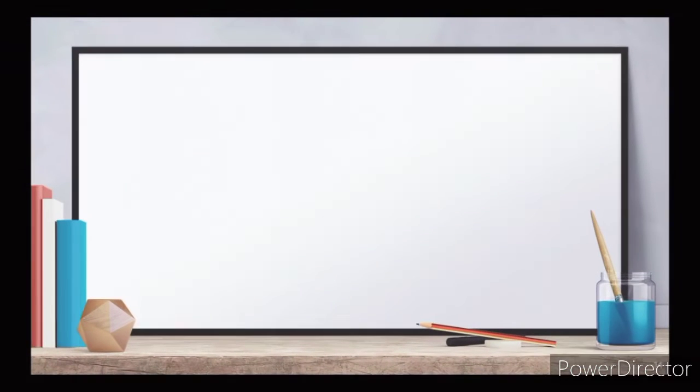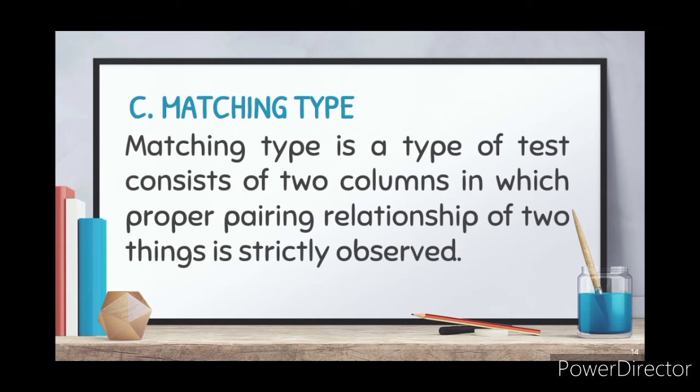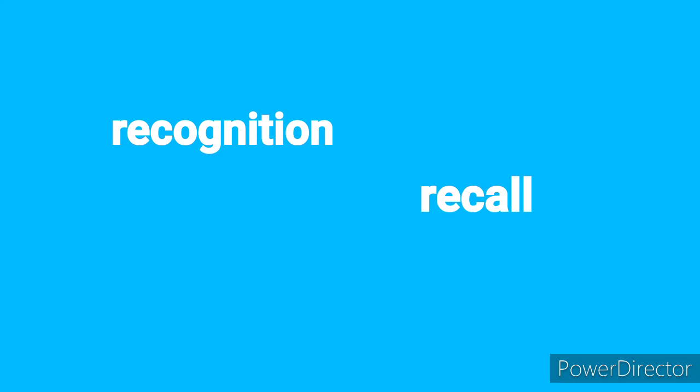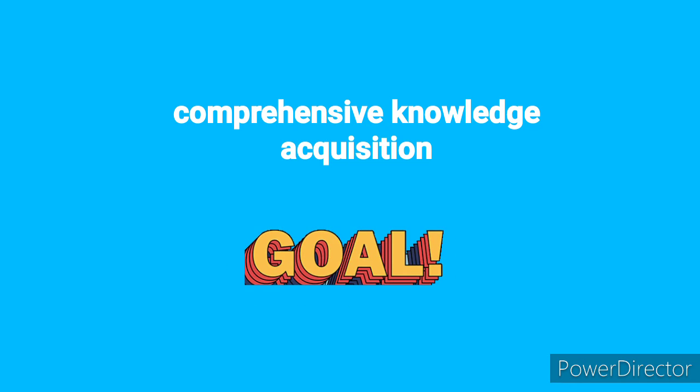The next test construction is matching type. Matching type is a type of test consisting of two columns in which proper pairing relationship of two things is strictly observed. These questions are frequently used to measure recognition and recall, and they are most commonly employed in courses where comprehensive knowledge acquisition is a major goal.